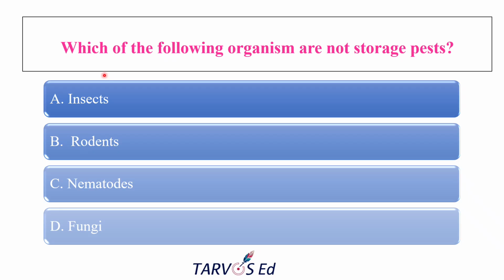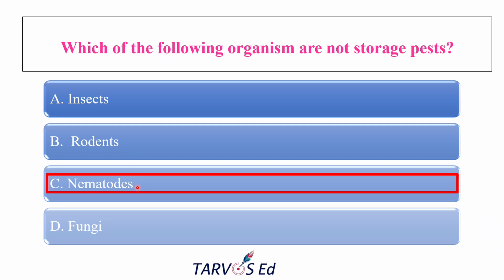The next question is, which of the following organisms are not storage pests? Generally, what is a storage pest? Those organisms which damage the stored grains, seeds, pulses, as well as the processed products kept in warehouses and big godowns, right? The options given are insects, rodents, nematodes, and fungi. And the correct option is nematodes.